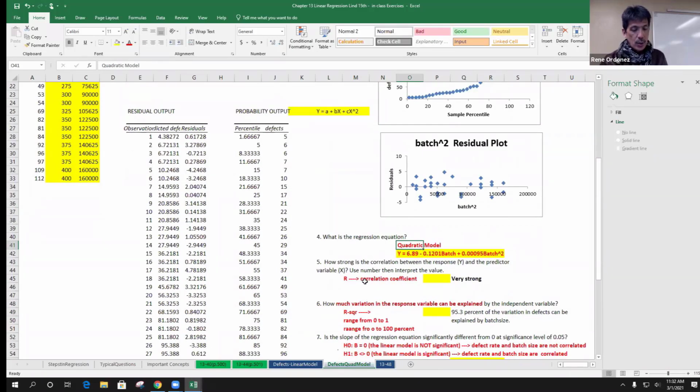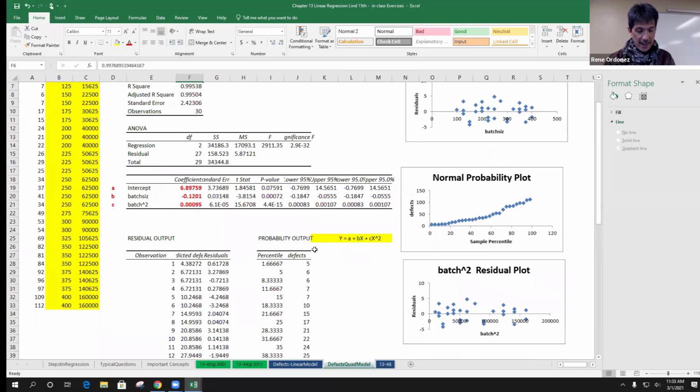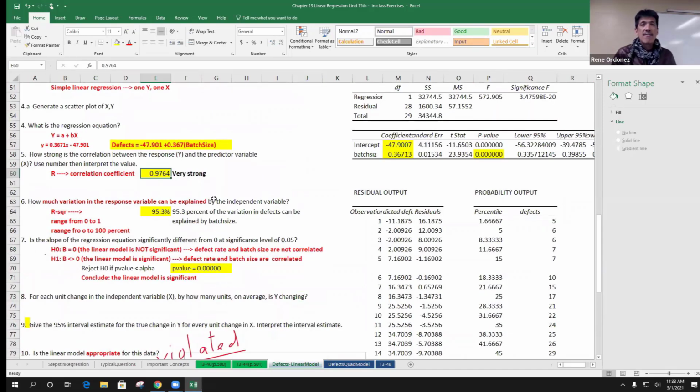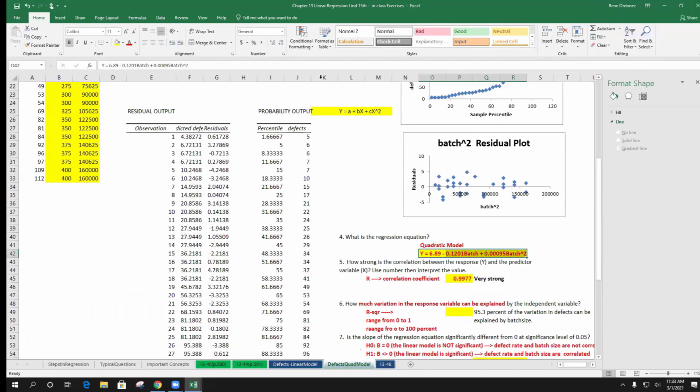So what is the correlation coefficient for this quadratic model? Here you go. The R value of the quadratic model is 0.9977. Is this a better number than the linear model? Here's the R value of that model, 0.9764. So which one is better in terms of the R value? The linear model or the quadratic model? Yes, it'd be the quadratic model.